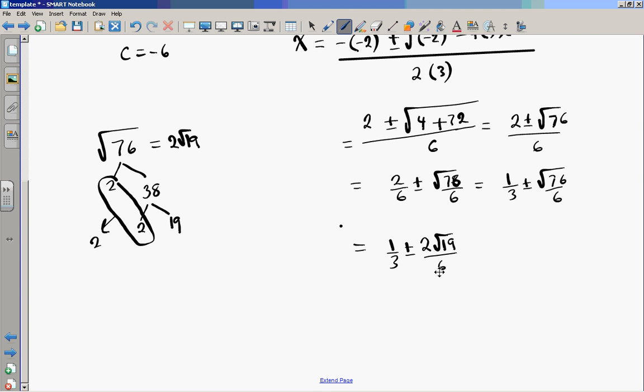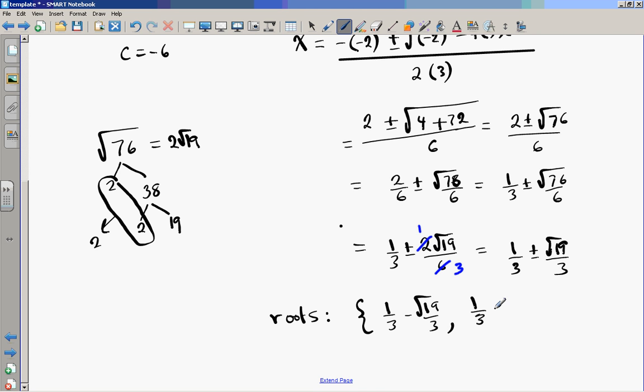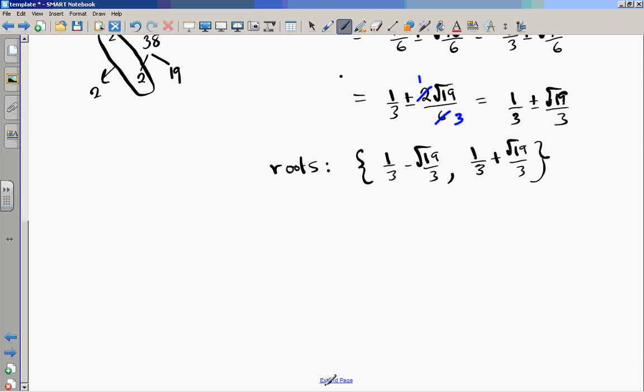Okay? So 2 goes into 6, right? So 2 goes into itself once, and then 2 goes into 6 3 times. So our roots, our answer is going to be 1 over 3 plus or minus root 19 over 3. Alright, so our roots are, squiggly bracket, 1/3 minus root 19 over 3, and 1/3 plus root 19 over 3. Okay? Alright, the question says what is the sum and the product, right?